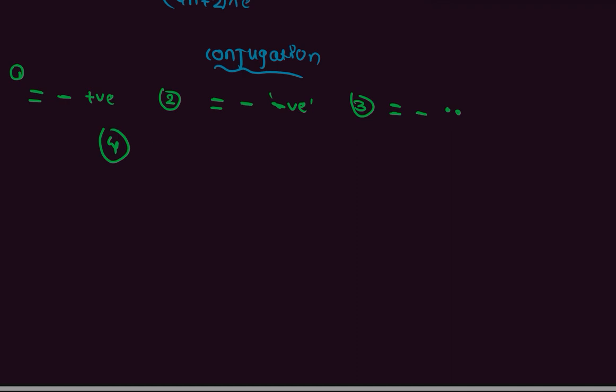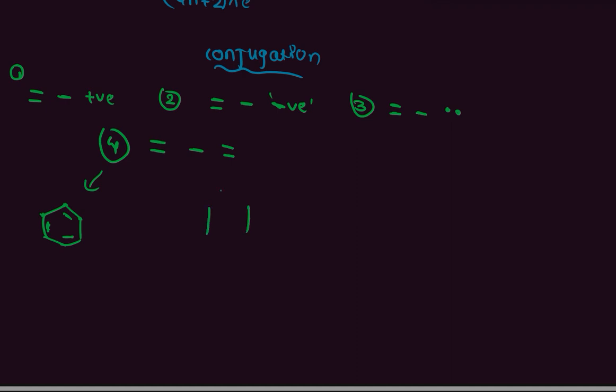Last one: if a compound contains a double bond, a single bond, and another double bond, then this compound is also conjugated. For example, let's take benzene. It has a double bond, single bond, and double bond, so it is a conjugated compound.